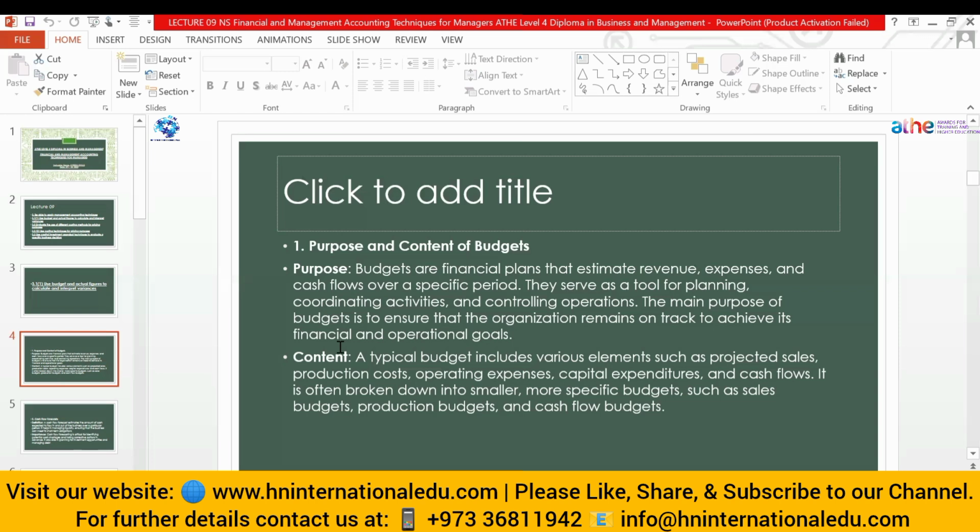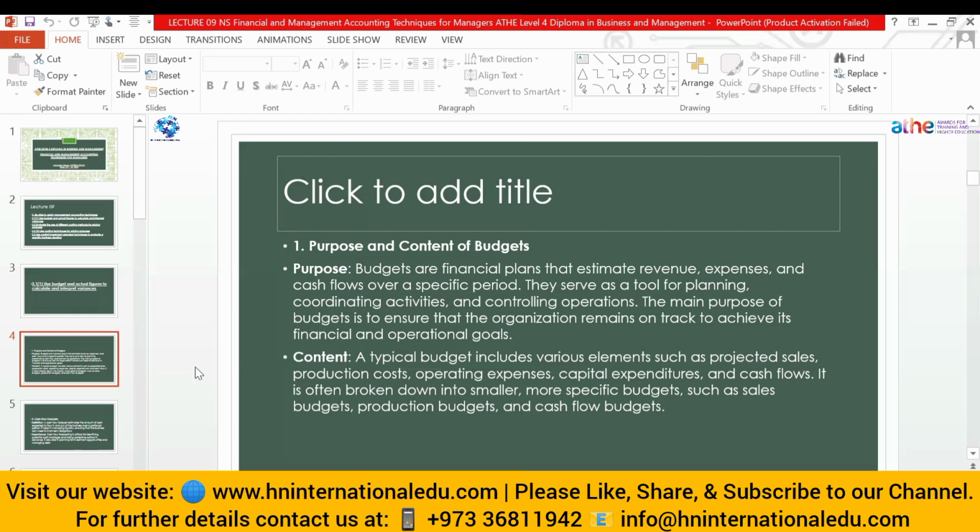Now, budgets, why are they important, what's the necessity behind it? Because they are used for planning for a project, for acquiring another firm or a company, and so on. The main purpose of the budget is to ensure that the organization remains on track to achieve its financial and operational goals, because we are not going to be detracting ourselves from the original goals and objectives of the organization. That is aims, mission statement, and the vision.